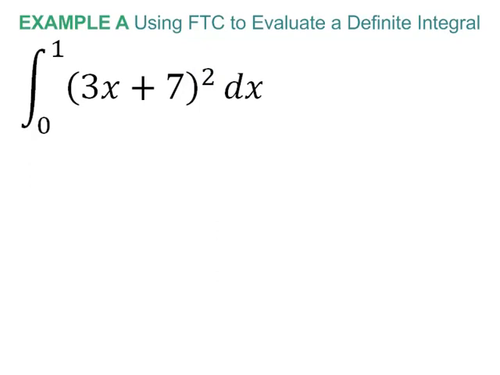However, in your first experience with using the FTC, I would encourage you to rewrite whatever integrand you're given in a way that you can just un-power rule it. So in this case, just FOIL that out. Again, we'll worry about more advanced techniques later. We FOIL that out and we get 9x squared plus 42x plus 49.